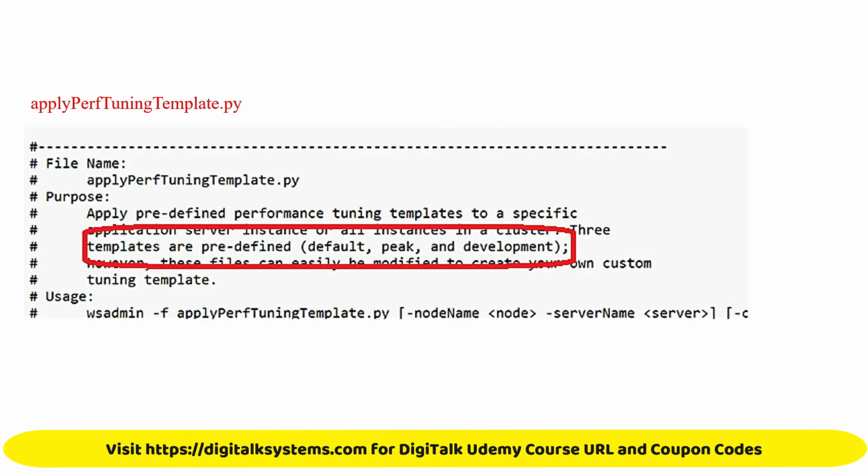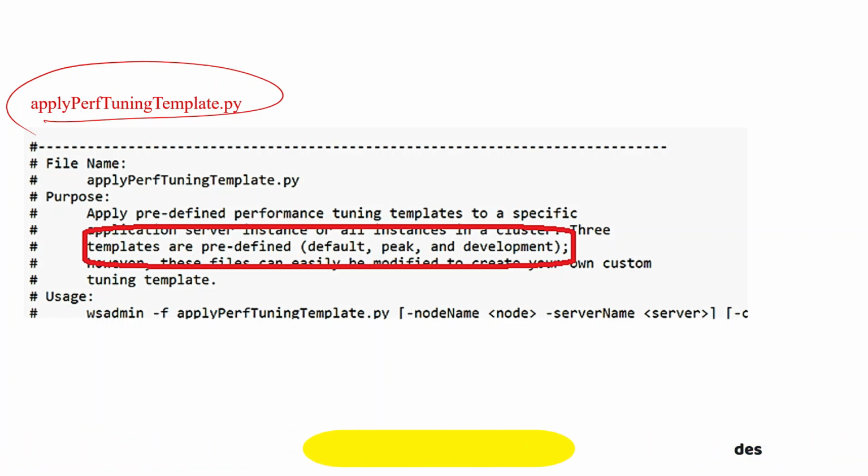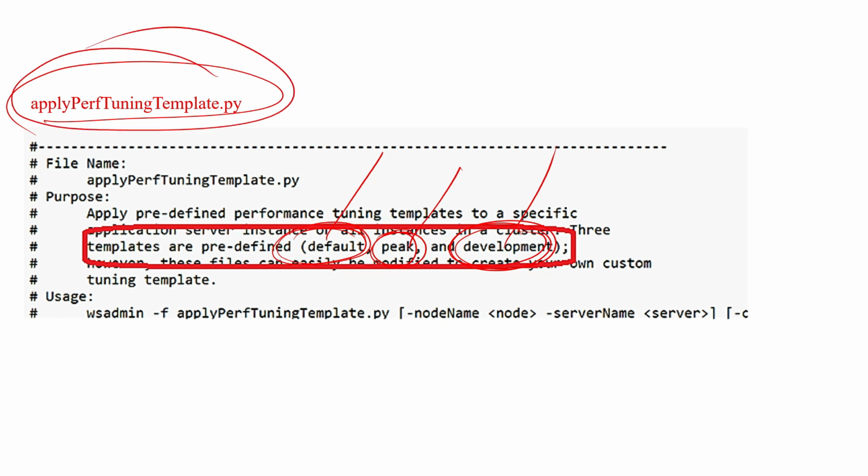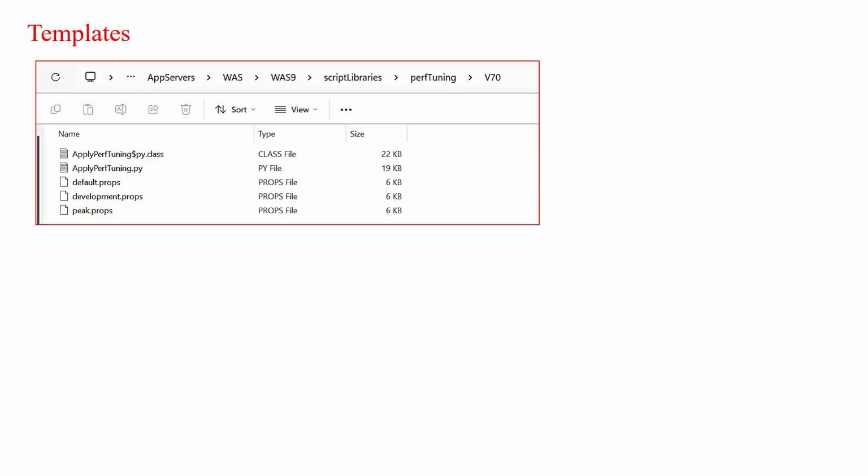Okay, so this is the script and I have pasted a small portion of the script here, just to show you the template. Here you can see we have a default template, peak template, development template. These three templates we have to assign when we run this particular script with the help of the WebSphere admin script. We have the wsadmin command line utility from WebSphere, right? So we can use that utility to run this script, and as an argument we provide this particular template.